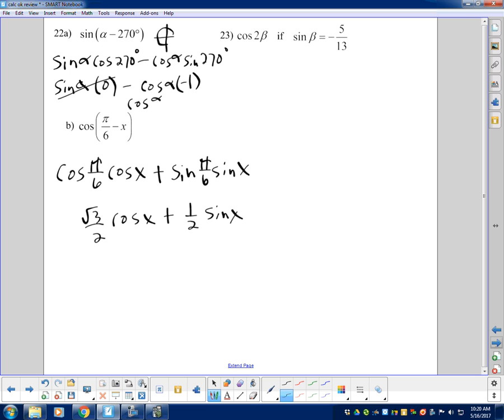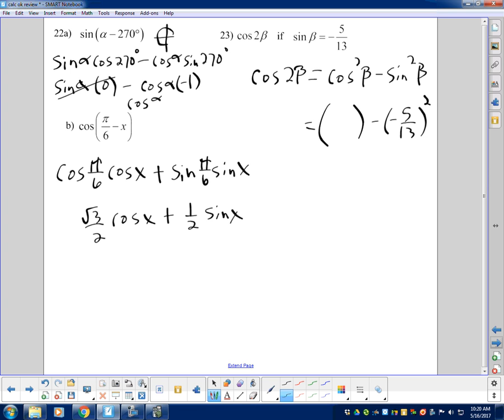All right, 23. Now we're going to use a double angle formula. Cosine 2 beta. Let's write down the formula first. Cosine 2 beta equals cosine squared beta minus sine squared beta. It kind of looks like the Pythagorean identity, but has a minus sign in there. So we know what sine of beta is. It's negative 5/13, so I can go and plug that in and square it. We don't know cosine squared of beta. Let's go ahead and find it.